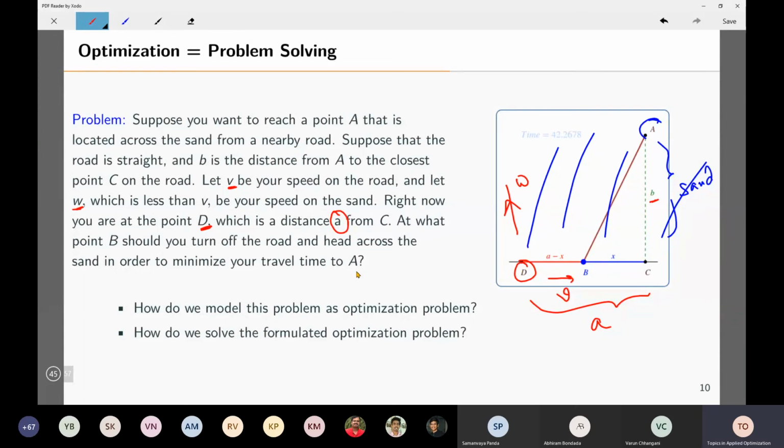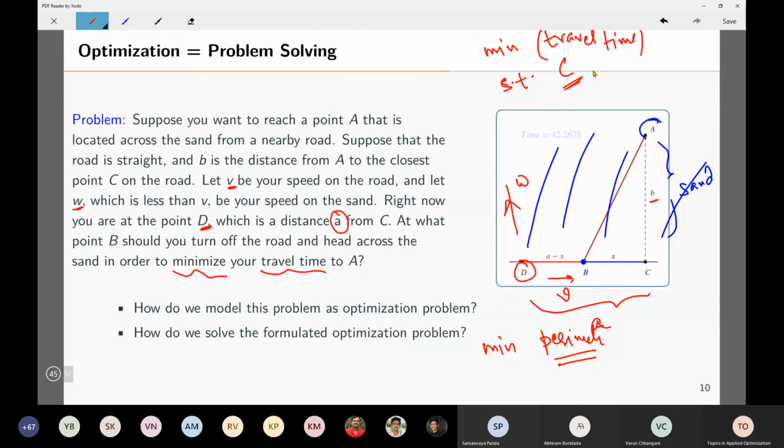So what do you do? What are you supposed to minimize first of all? Remember in the previous problem we said perimeter, and that gives us an initial hint directly. The first step itself tells us to minimize. What was the previous case? Perimeter. And here what we are asked is to minimize your travel time. So it is also like minimizing some time, the travel time. And maybe there are some constraints, subject to some constraints. So how do we model this?